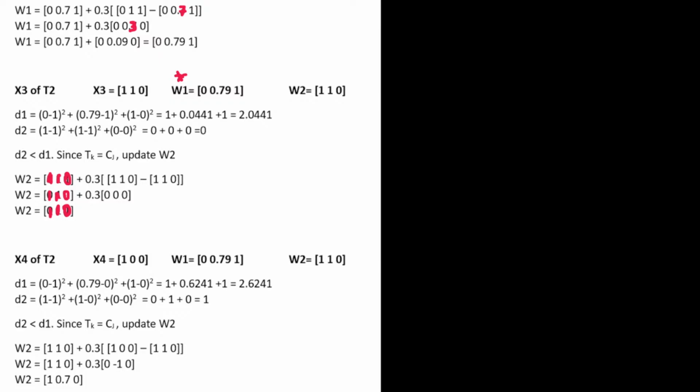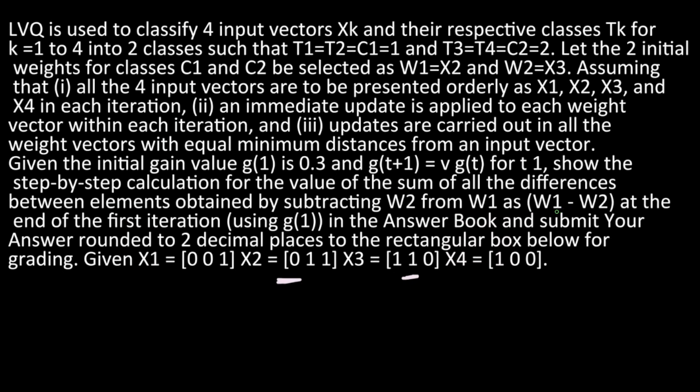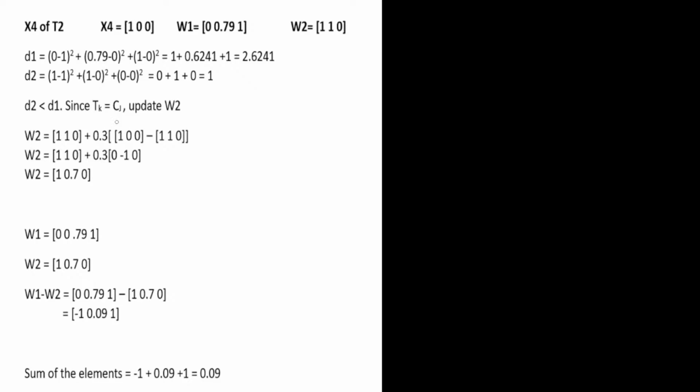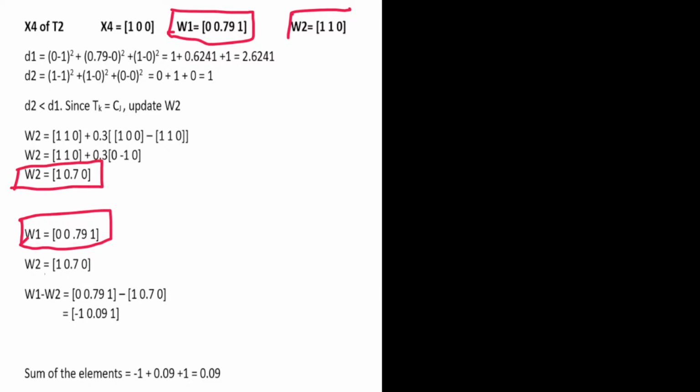And after that, we had to calculate according to the question. They're asking us to find out W1 minus W2. We have to calculate that. To calculate that one, this is our W1 in the final stage. We look at here the last updated W1, which is this, and then last updated W2 is actually this. Then we subtract them, W1 minus W2, 0.79 minus 0.7, which is 0.09, 1 minus 0, 1, and then we sum all of them, so minus 1 plus 1 cancels, and then we get the final answer as 0.09.